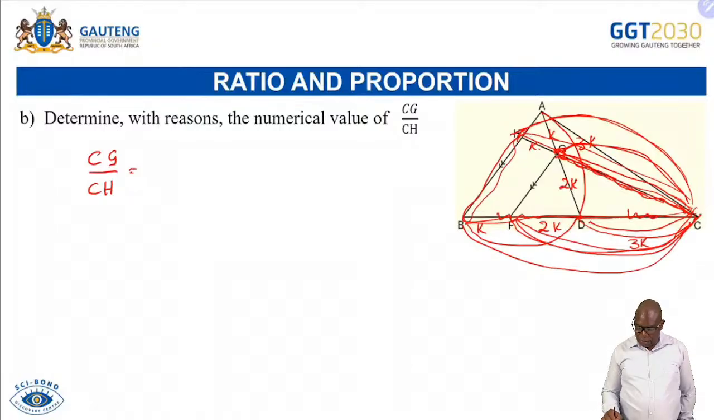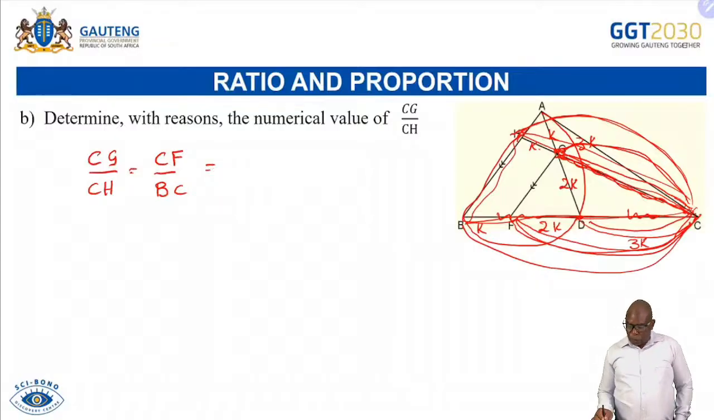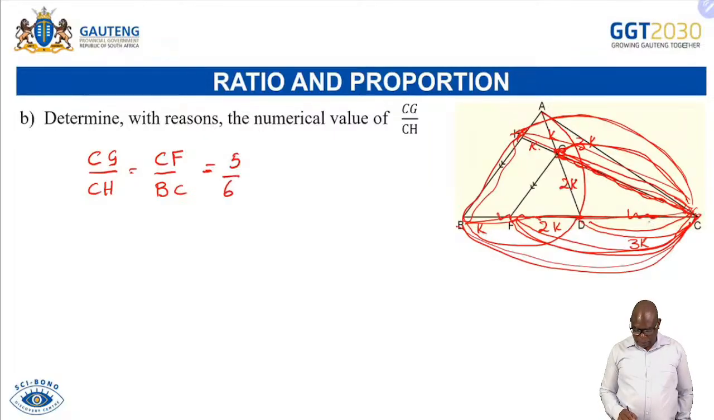CG over CH will be the same as CF over BC. Then we must write this down. So CF is 5. This whole length here of BC will be 3 plus 2 plus 1, which is going to be 6. So CG over CH will be 5 over 6. You can write it as 5K over 6, which gives us 5 over 6. Same thing as that. All right?